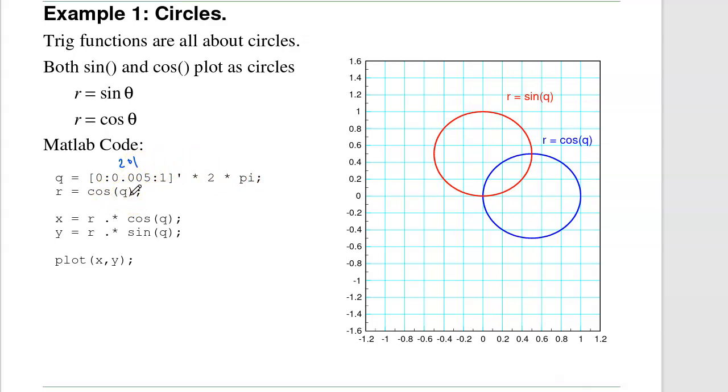To plot that, I need to convert to rectangular coordinates. X is r cosine theta, y is r sine theta. I need to use that dot notation. That tells MATLAB, don't treat these like matrices. Treat this as 201 different numbers. Analyze each one separately. Plot x versus y. And what you get is a circle. R equals cosine theta is the blue circle. R equals sine theta is the red circle. So again, sine and cosine are all related to circles.